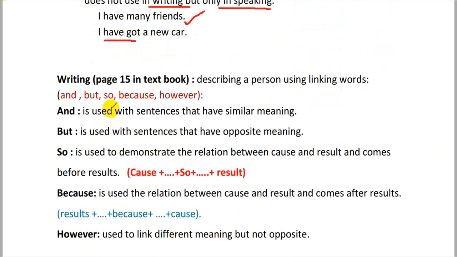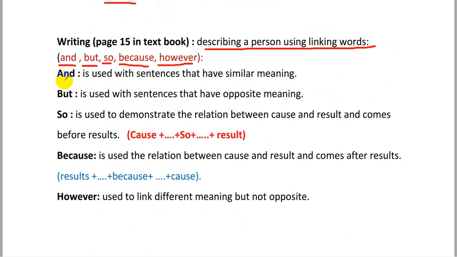This is the end of grammar. Now, writing. The writing of this unit is about how to describe a person using linking words. Linking words اللي هي عبارة عن كلمات الربط التي تربط جملة بجملة أخرى. عندنا أهم كلمات الربط هي and معناتها و، but ولكن، so لذلك، because بسبب، however مع ذلك. The way of using these words، طريقة استخدام هذه الكلمات.